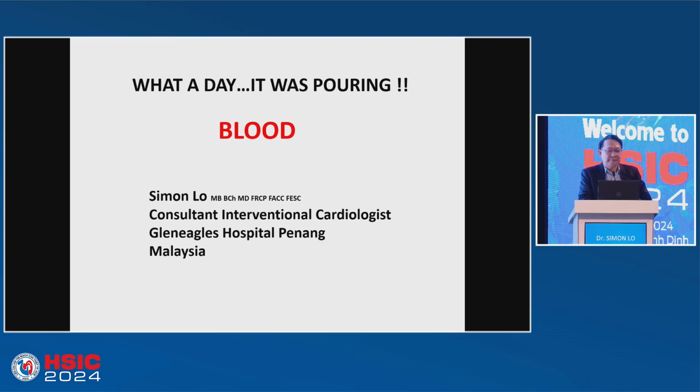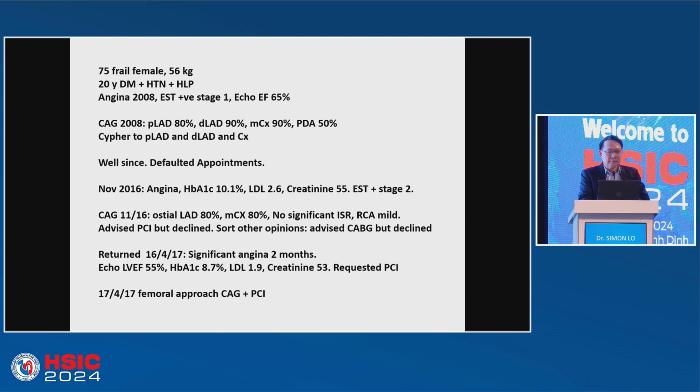Now, what a day. It was pouring. It's blood. Okay? Very quickly, to summarize, this was a 75-year-old woman who weighed only 56 kilos. But she has a 20-year history of diabetes, hyperlipidemia and hypertension, and angina in 2008, and a strongly positive stress test, but still good LV function.